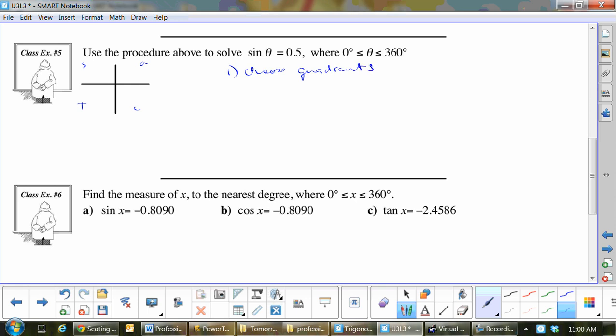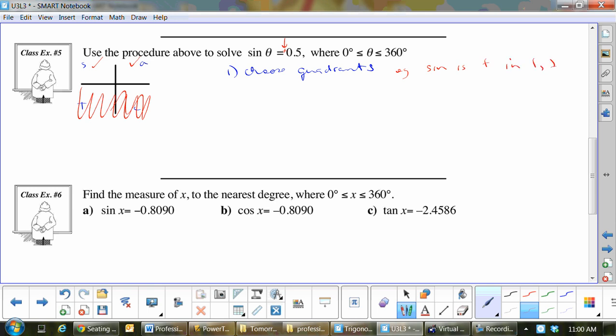Now, how do you choose your quadrants? Well, you look at what is the sign right here. There's a positive there. It's hard to see because it's invisible, but it is there. So, where is sine positive? Quadrants 1 and 2. Okay? So, choose your quadrants. And in this example, sine is positive in 1 and 2.